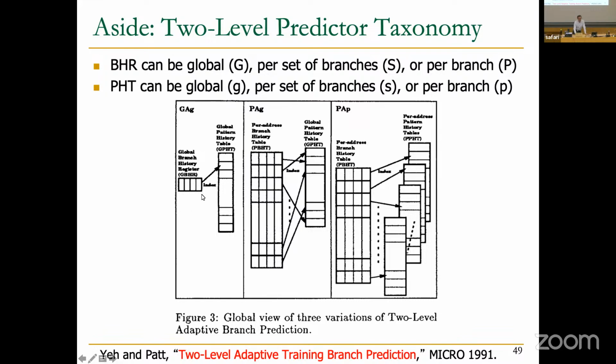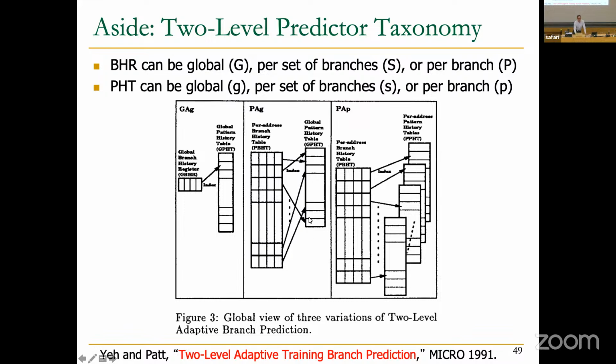The branch history register is global. It's called the global history register. And then you have global pattern history table entries. This is a per-address branch history table over here, which is local, essentially, or per set of branches, if you will. But it's still local. And then you have a shared pattern history table.